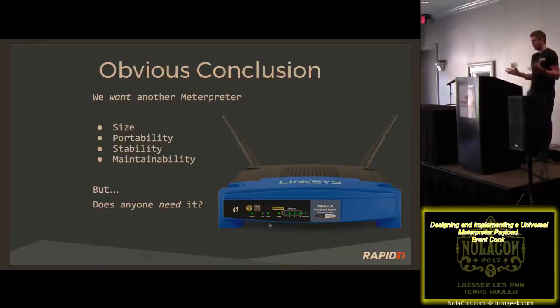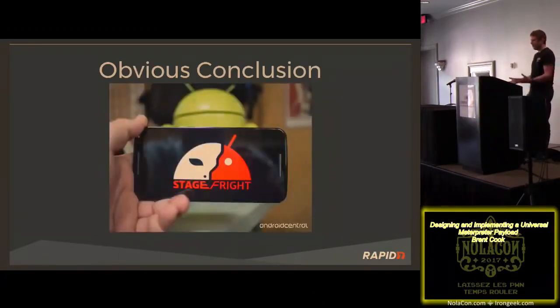All right, so why would we want another interpreter other than just the code? We want it to be smaller, we want it to be more portable, we want it to be more stable, which is a big problem if you ever used the old 32-bit Linux interpreter. You probably noticed it crashes really easily. We want it to be maintainable, but does anyone really need it? And here's what allowed us to find that need. Why did someone actually need it?